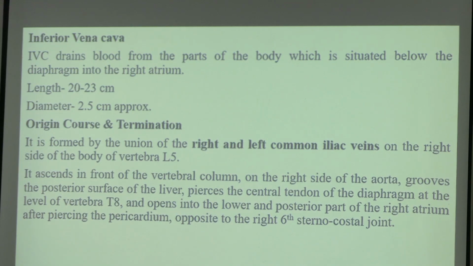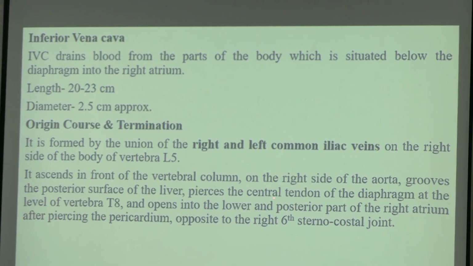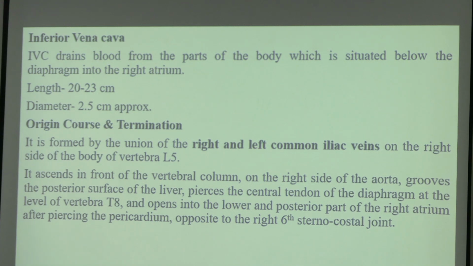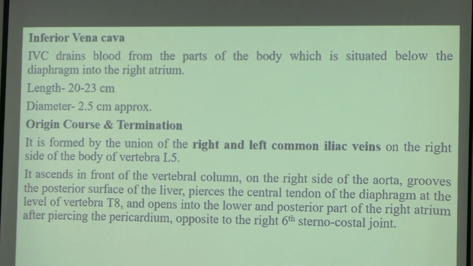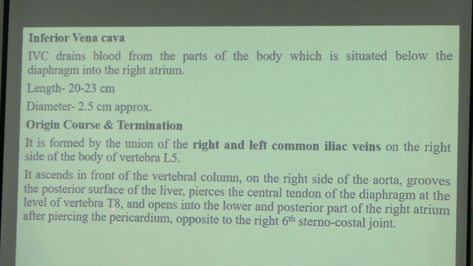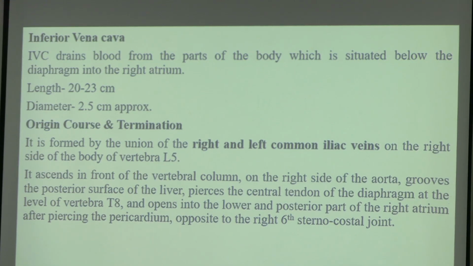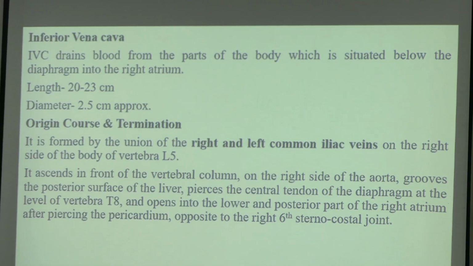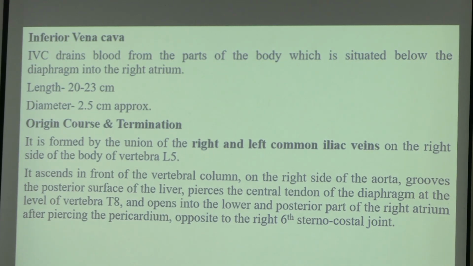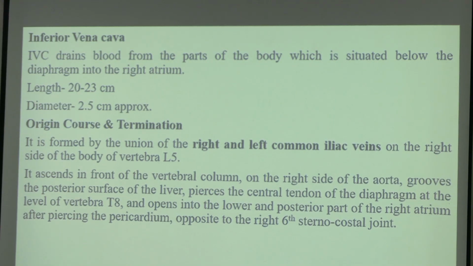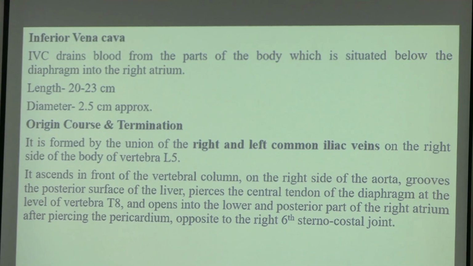Then it goes along the posterior surface of the liver and pierces the central tendon of the diaphragm at the level of the 8th thoracic vertebra. Now it opens into the lower part of the posterior part of the right atrium. What is the termination of the IVC? It is at the lower part, posterior to the right atrium, after piercing the pericardium at the level of the 6th sternocostal joint.